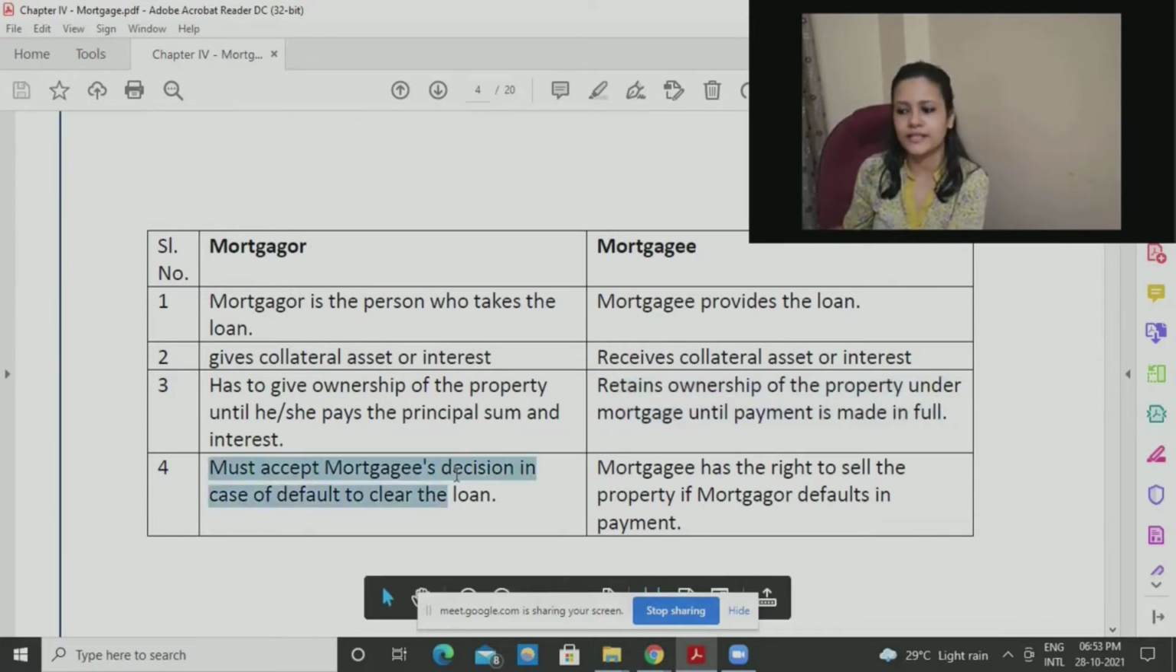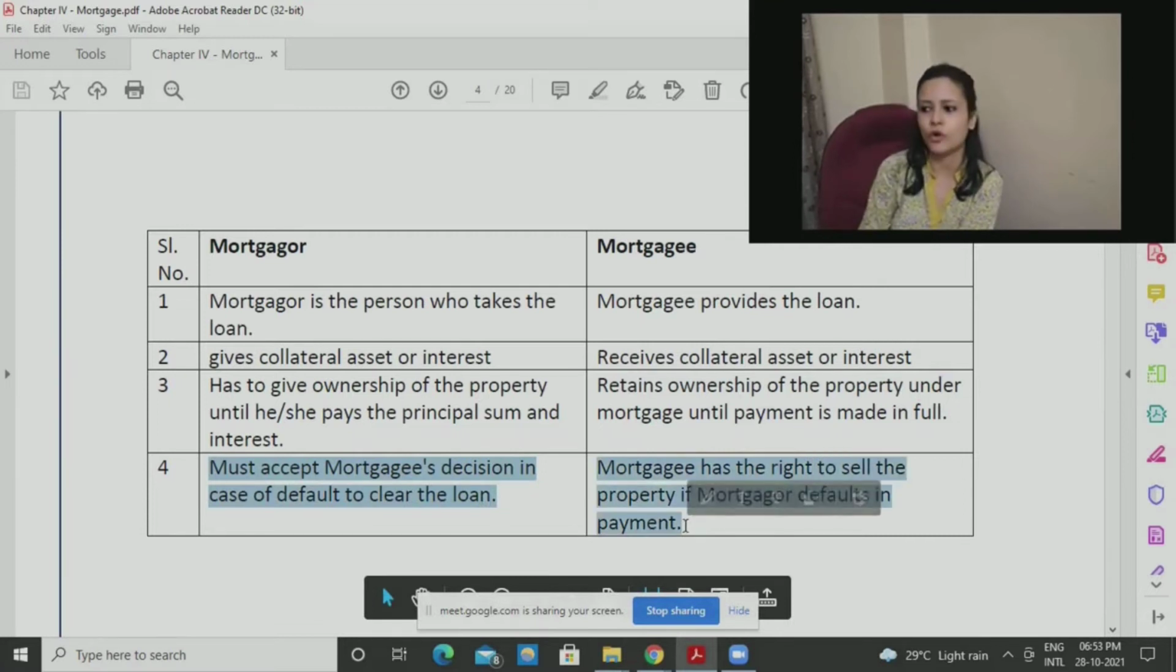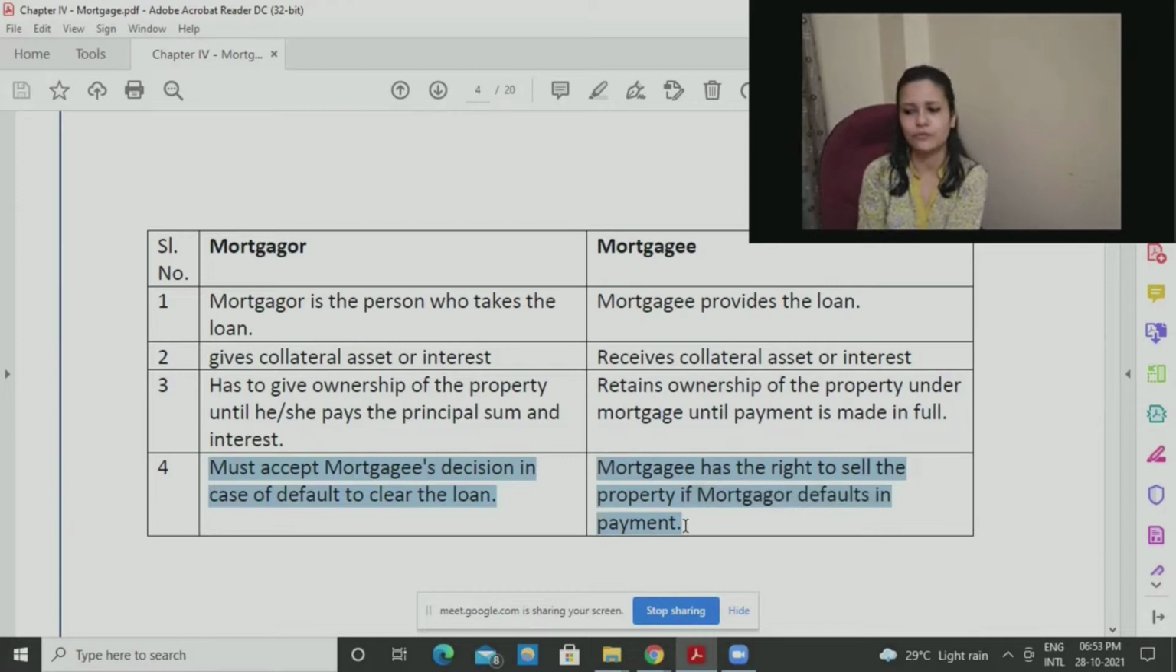Mortgager must accept mortgagee's decision in case of default to clear the loan. Mortgagee has the right to sell the property if mortgager defaults in payment. So if mortgagee wants, mortgagee can retain the property. He can sell it to someone and recover the amount. Whatever it is, mortgager will have to accept it, because he failed to return the amount within that agreed duration of time. He could not return it, so he will have to accept.